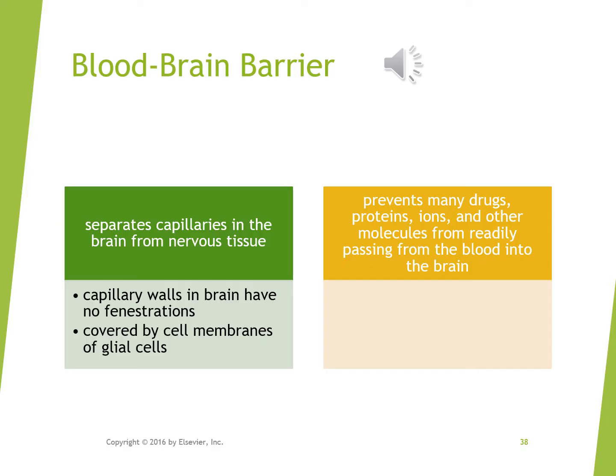The blood-brain barrier is something that will come up when dealing with certain drugs. So if you're wanting to target the brain itself, then you need to choose drugs that are able to cross this blood-brain barrier. It is made of capillary walls in the brain that have no fenestrations, covered by cell membranes of glial cells, and it is basically a layer of protection that prevents proteins, ions, drugs, and other molecules from readily passing from the blood into the brain.